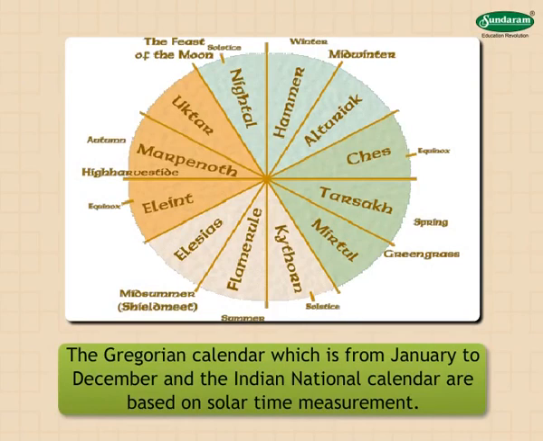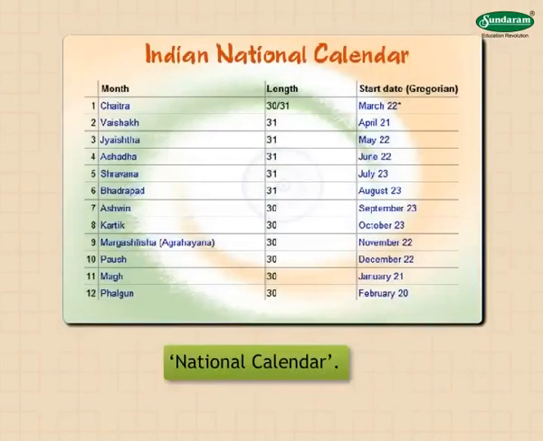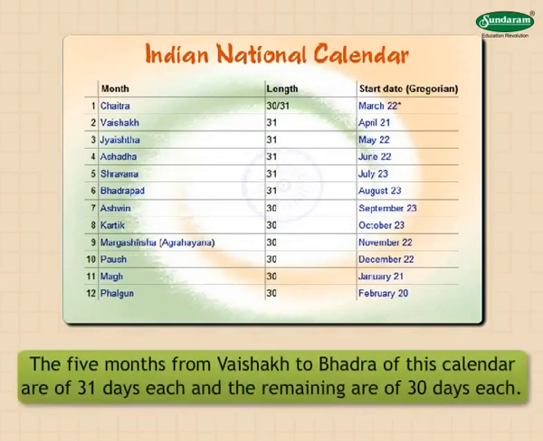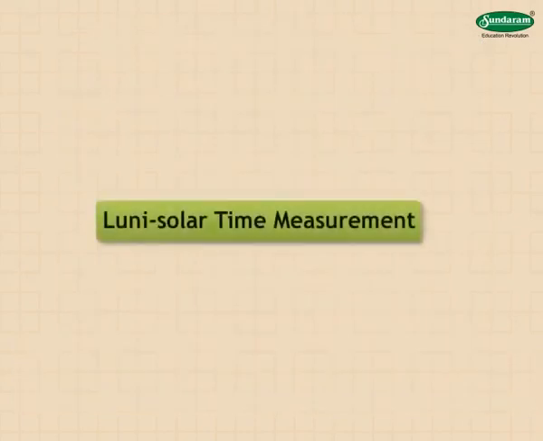In different parts of India, various calendars are used. In order to have uniformity, the Government of India has designed a national calendar. In this calendar, a year starts on 22nd March. The 5 months from Vaishakh to Bhadra of this calendar are of 31 days each, and the remaining are of 30 days each.